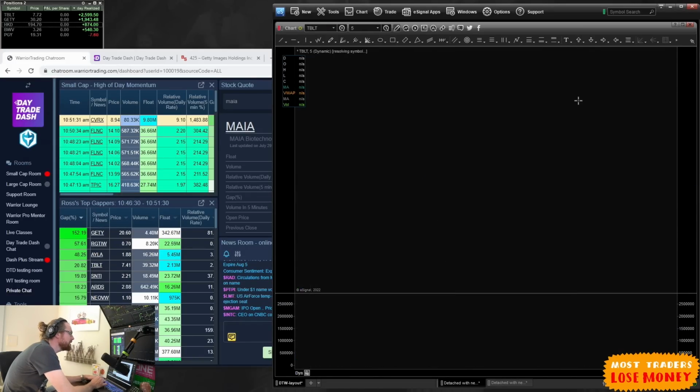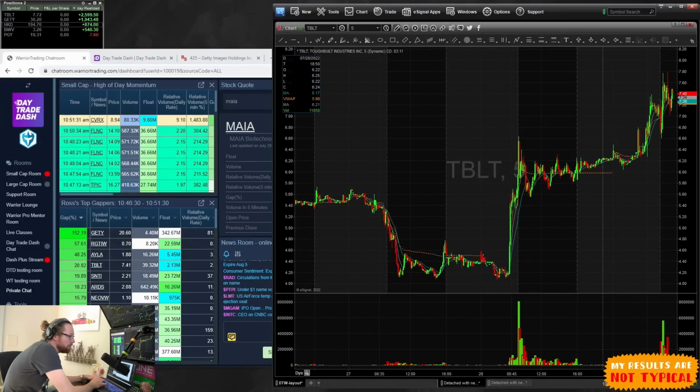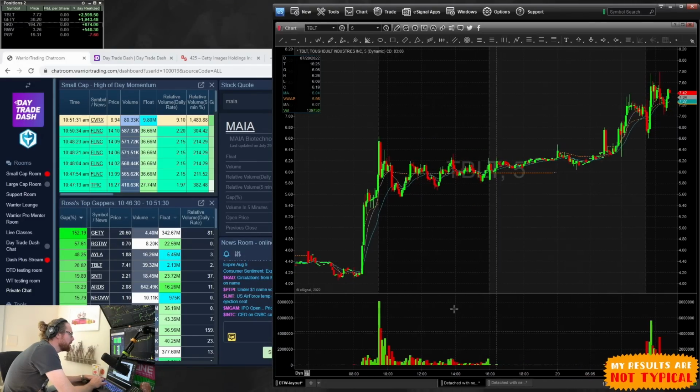TBLT ended up being the biggest winner today. A little bit lower price compared to the others. Traded it yesterday as well. We had some nice action yesterday morning right there. Ended up holding up relatively well all day. We got an algo spike on it here.